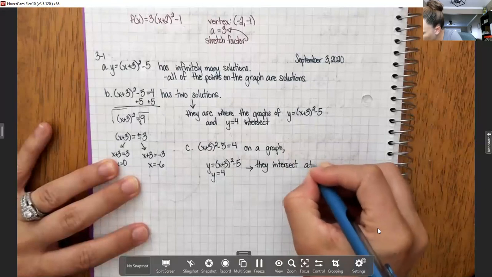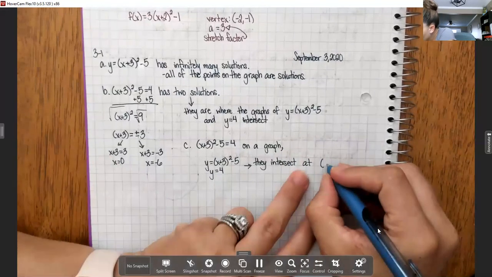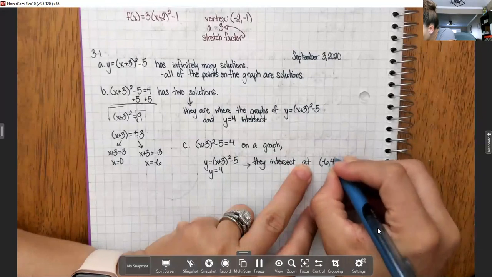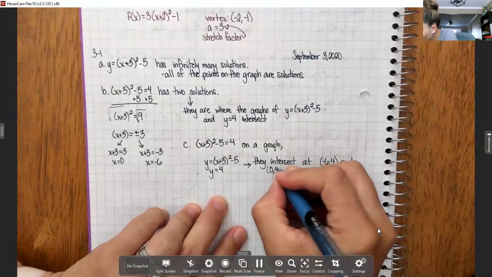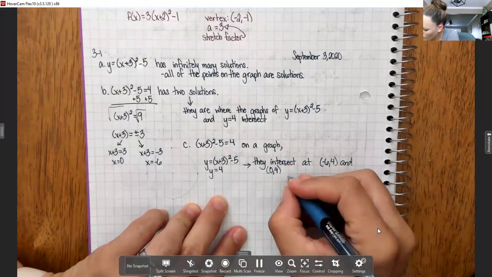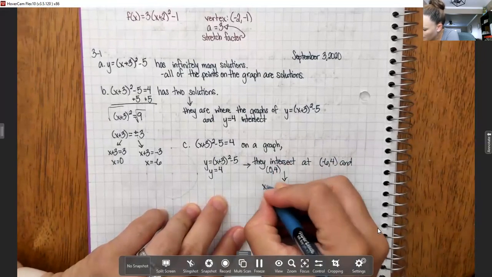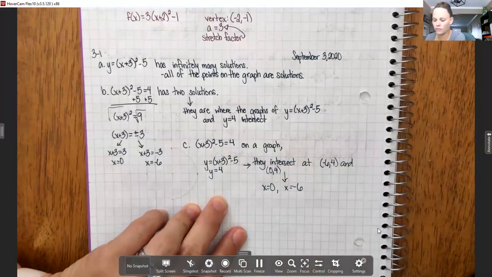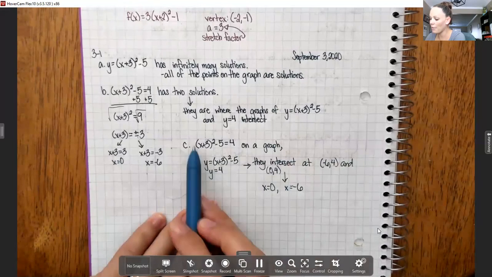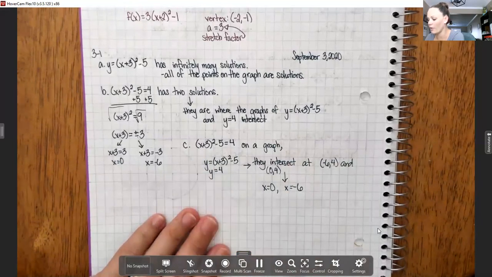They intersect at negative 6, 4 and 0, 4. So those two things together tell us x equals 0 and x equals negative 6. You ignore the y because y is not in the original equation.